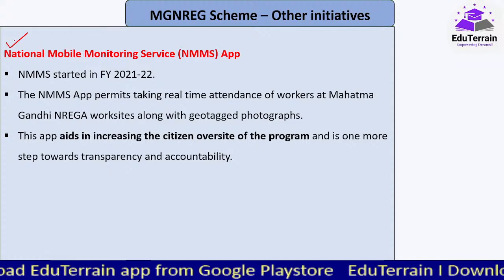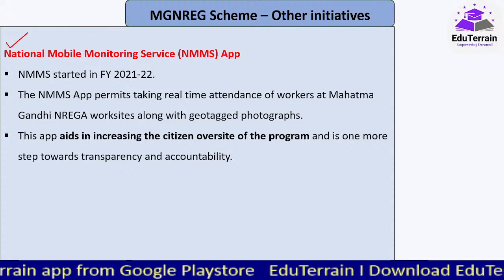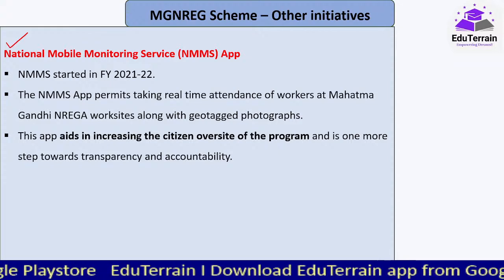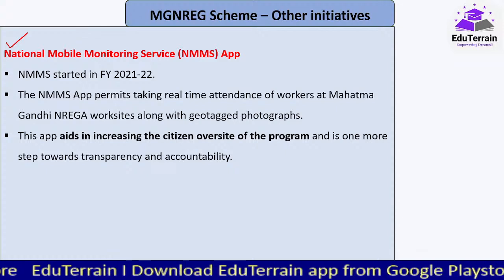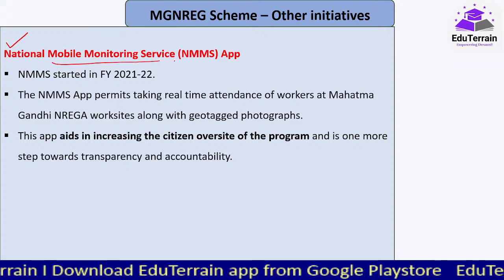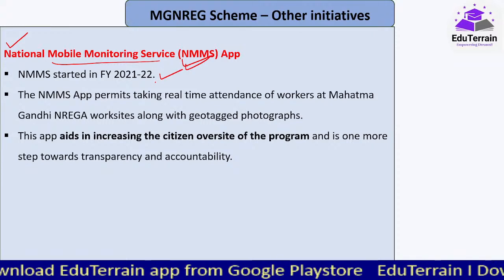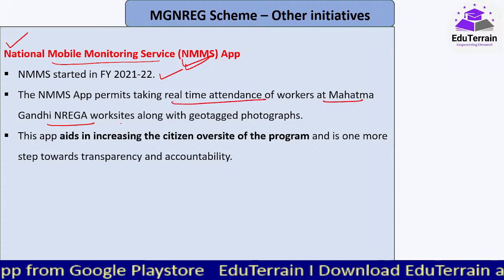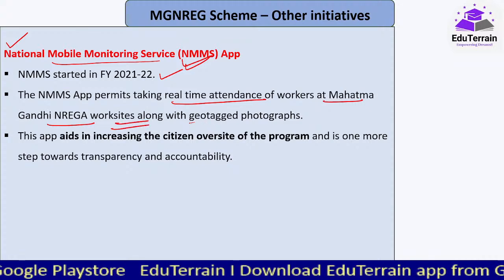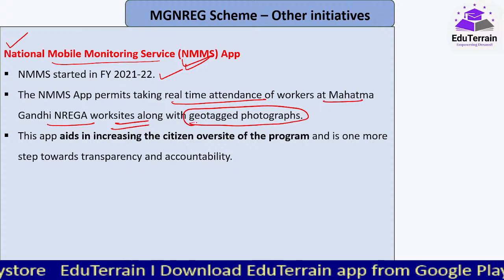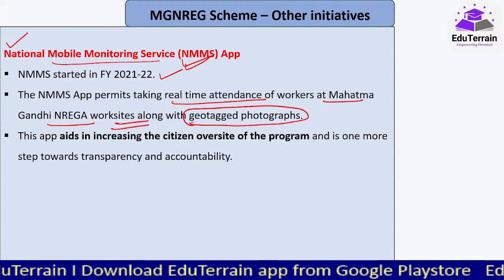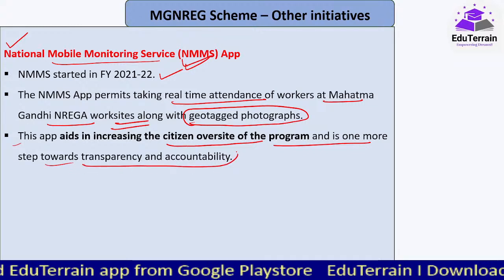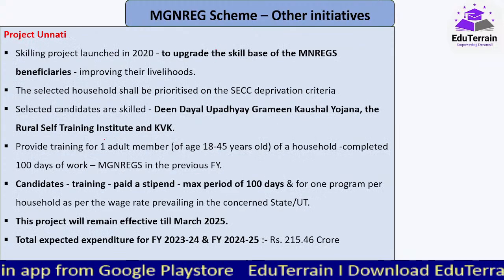And when we talk about the, अभी तो हो गया assets का, हमने देख लिया कि okay, these are the assets that are created, geotagging भी हो गई है with the help of Bhuvan app, under which again YuktDhara portal has been launched and all that. Now how does the attendance work? That is done through the National Mobile Monitoring Service app, which was launched in 2021-22. Now this particular app permits taking real-time attendance of workers at the Mahatma Gandhi National Rural Employment Guarantee Scheme work sites along with geo-tagged photographs. This will help again in the social audit that is to be done. So this app aids in increasing the citizen oversight of the program and is one more step towards transparency and accountability, which is very, very important in this case.